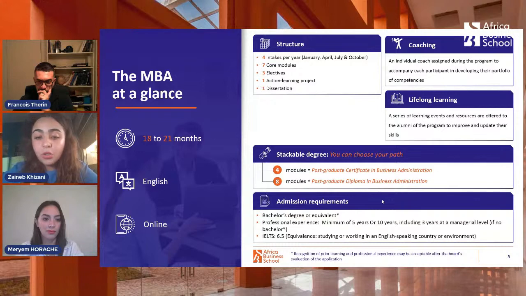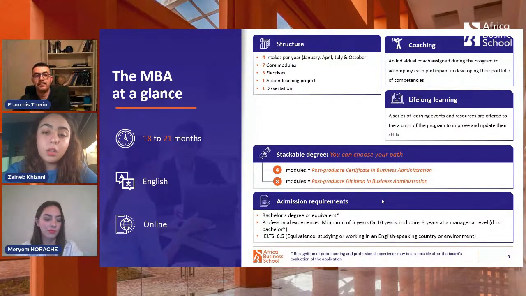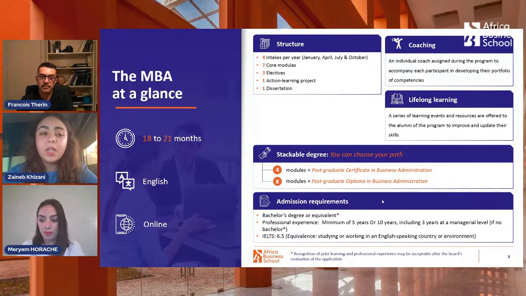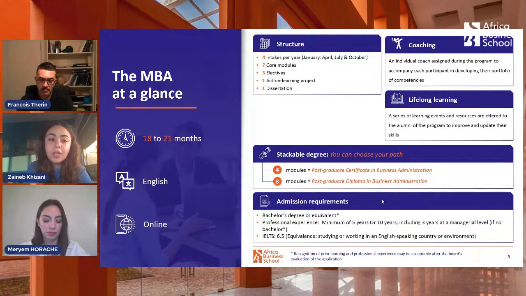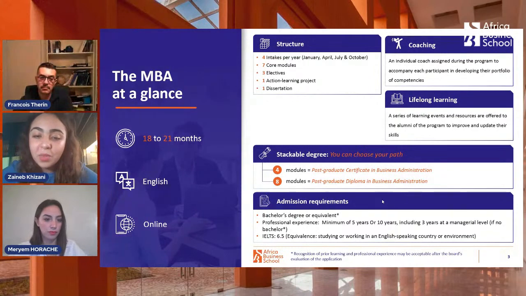If you don't have a bachelor degree or equivalent, it is enough for you to have 10 years of experience, including 3 years of managerial level, in order to be, let's say, admissible in the program. And we've really chosen that in order to attract many different profiles. Not all of you have followed the same path and the same journey. So we really focus on the individual profiles rather than some classic way of recruiting and admitting students.